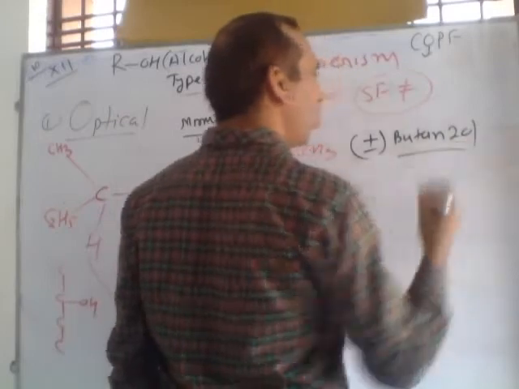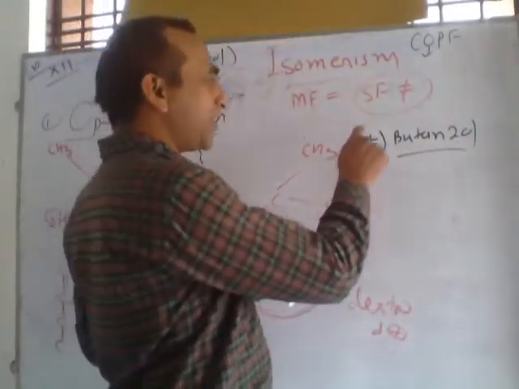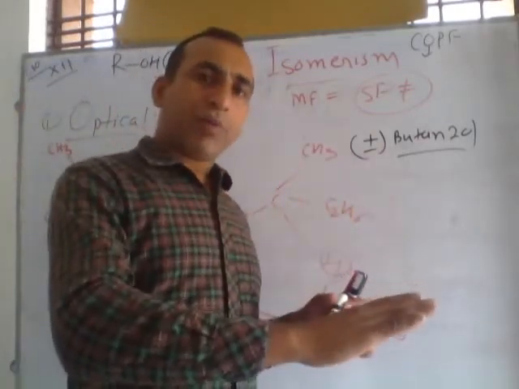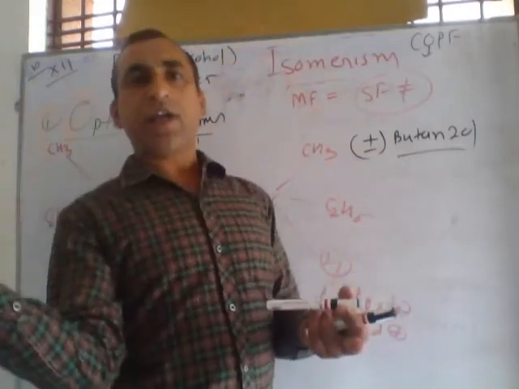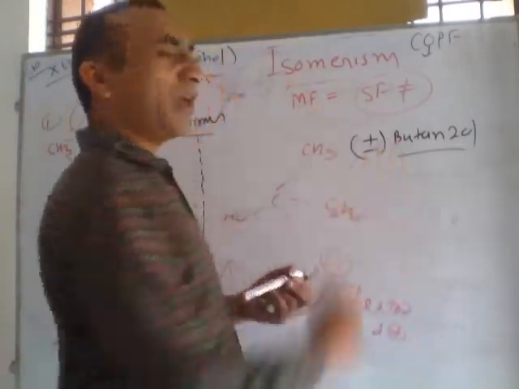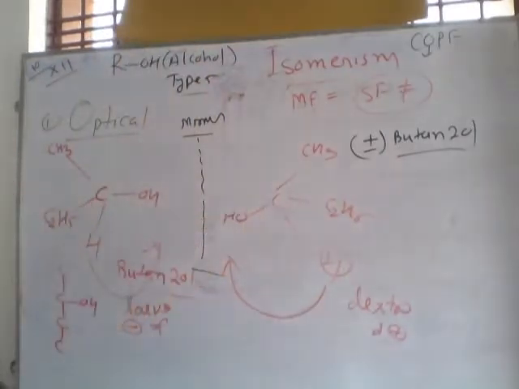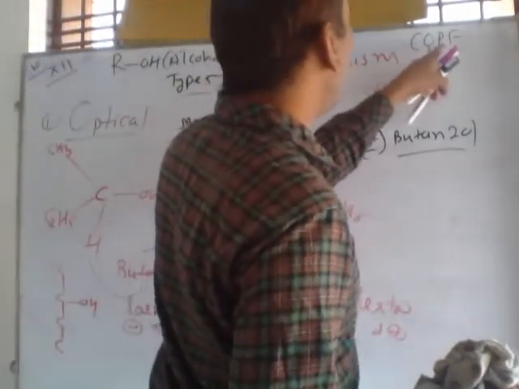Butan-2-ol is optically inactive. Give the reason. It means it is a mixture of dextro and levo. The dextro compound rotates PPL to the right-hand side and the levo rotates to the left-hand side. The resultant is 0, so this is optically inactive. It means its behavior toward PPL is neither dextro nor levo. So our trick is COPF.